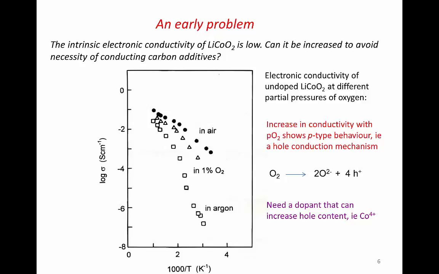Because it's fine to add the carbon coatings, but then that adds additional weight to the battery and effectively means that your capacity on a weight basis is reduced. So we have here a graph showing the log sigma, which is the electronic conductivity, plotted against reciprocal temperature, 1000/T, which is the Arrhenius plot, which is the usual way to plot conductivity data.